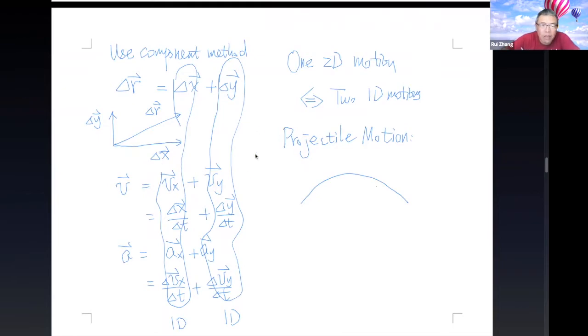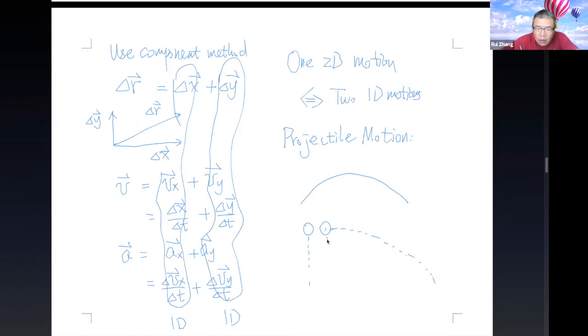This actually comes from the component method we've been talking about. Think about this case: you have one ball going down, the other ball going this way. These two motions look very different, right? This is a one-dimensional motion, this is a two-dimensional motion. However, if you think about this projectile motion using the component method, you break this whole motion down into two components: one along the horizontal direction, the other along the vertical direction.